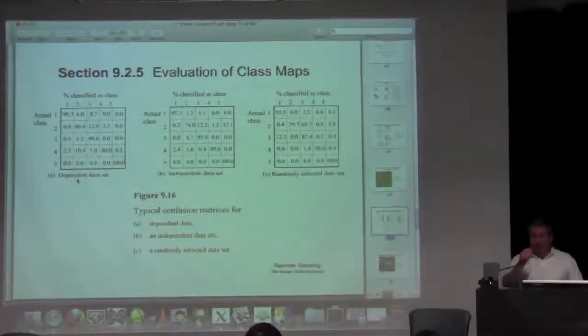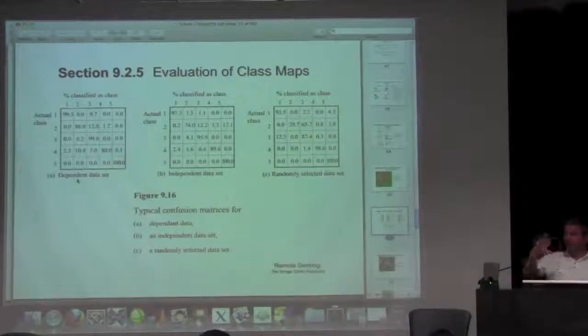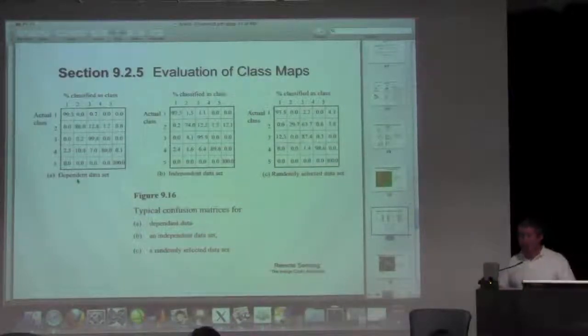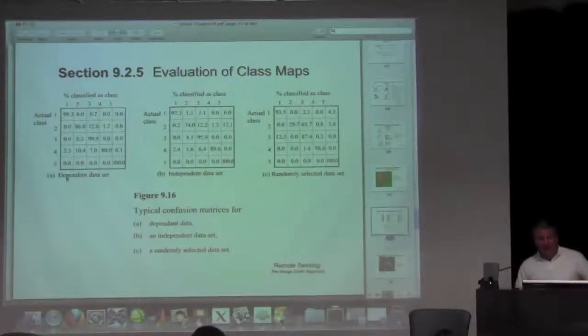If your intent was to pick a region of interest that represented all the trees in the scene, and all you evaluated on was the particular tree that you selected, you might identify that tree very well, but when you look at the rest of the trees in the scene, you might do a very terrible job. So this is probably the worst case. If you're seeing classification accuracies and they say they did it on a dependent data set or on their training data, if you look at the words they use to describe how they selected it, this is probably the most overestimated classification accuracy that you get.